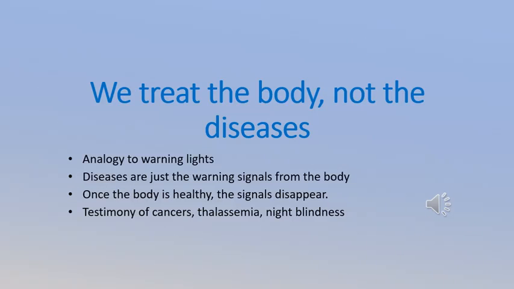Now, the next rule is we treat the body. We do not treat the disease. This is an analogy to the warning lights in your car. When you buy a car, sometimes there's something wrong with it, so there are some warning lights. What are you going to do with the warning lights? You need to send the car to the mechanic to repair it so that the warning light disappears. You cannot tell the mechanic, remove the light, it is hurting my eye. You have to repair the car. When the car is okay, the light is gone.